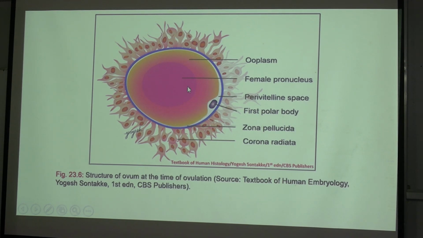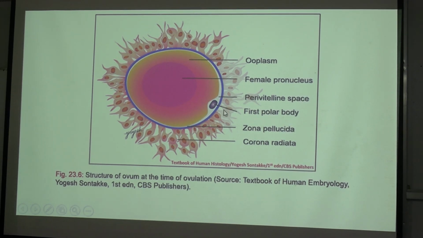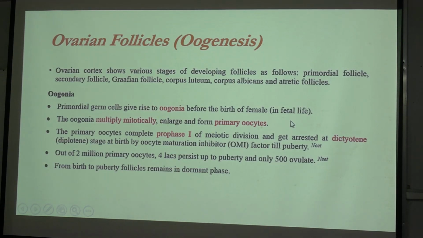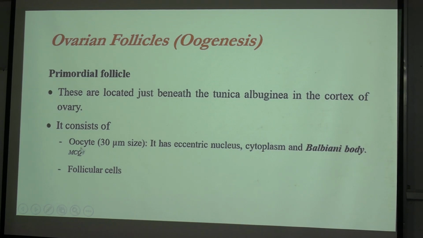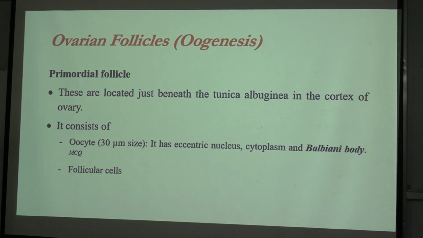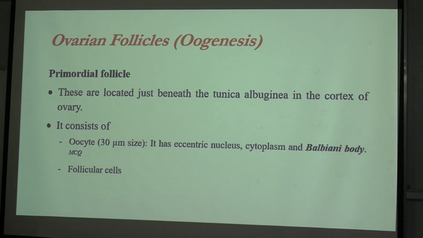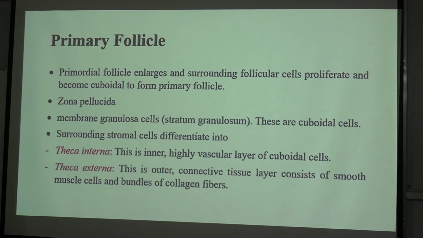Only if fertilization happens does cell division continue to the formation of the second polar body and complete the process. If not, this whole thing is destroyed or phagocytosed. So, the different stages of the ovarian follicle: the primary follicle has an oocyte of a particular shape, which enlarges as we progress from primordial to primary, secondary and tertiary or Graafian follicle.